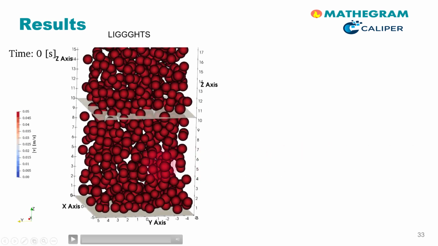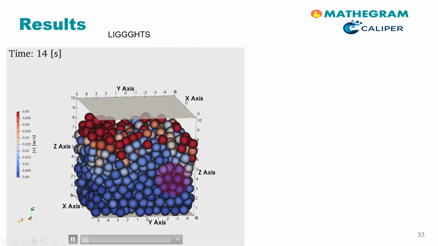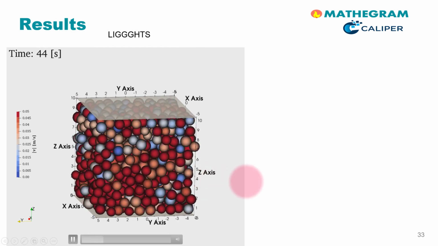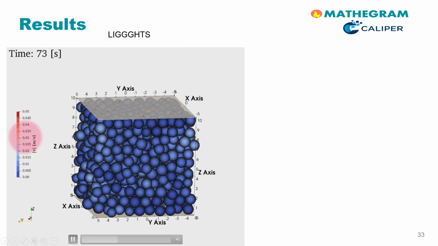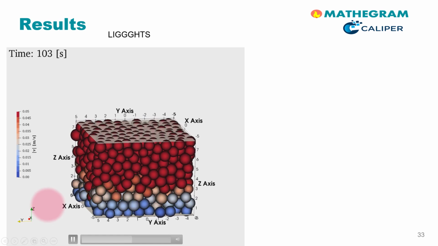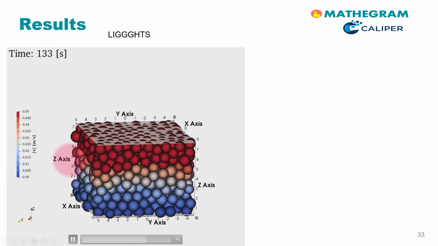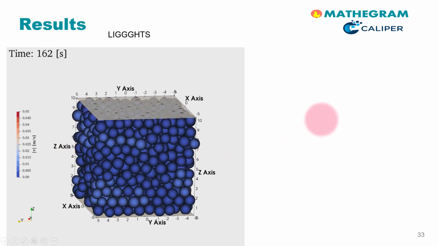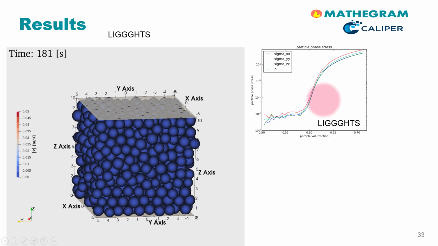Now we are ready to look at the results of the uniaxial compaction process. On the left we show a video of the preparation process and the compaction process. Here the particles are colored according to their velocity. On the top right panel we show the results using LIGGGHTS as the DEM simulator. The normal stresses as well as the pressure is plotted as a function of the particle volume fraction. This is how it is typically done.